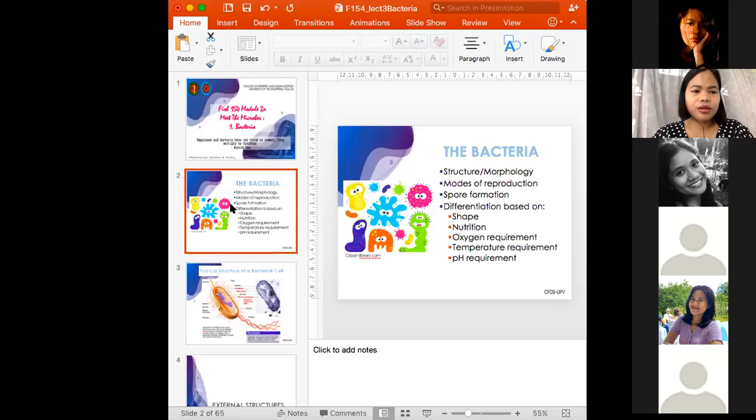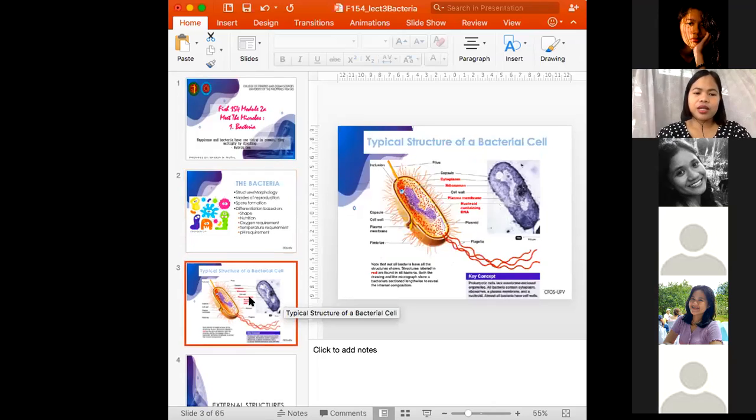All right. So we will be studying about bacteria. We'll be talking briefly about their structure, morphology, their modes of reproduction, the spore formation, and their differentiation based on shape, nutrition, oxygen, temperature, and pH requirement. All right, so this is the typical bacterial cell.